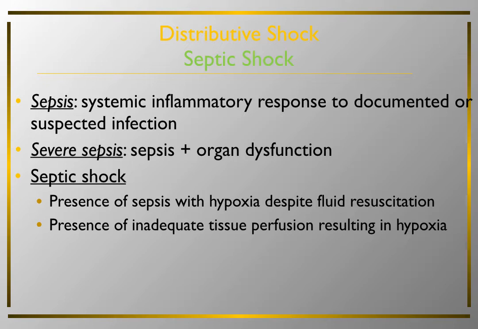When severe sepsis is diagnosed, this means sepsis plus an organ dysfunction, and this is diagnosed in more than 750,000 patients per year, with, of course, a mortality rate as high as 20 to 50%. Now, when we look at septic shock, this is the presence of sepsis with hypoxia despite fluid resuscitation. And this is the presence of inadequate tissue perfusion resulting in hypoxia.